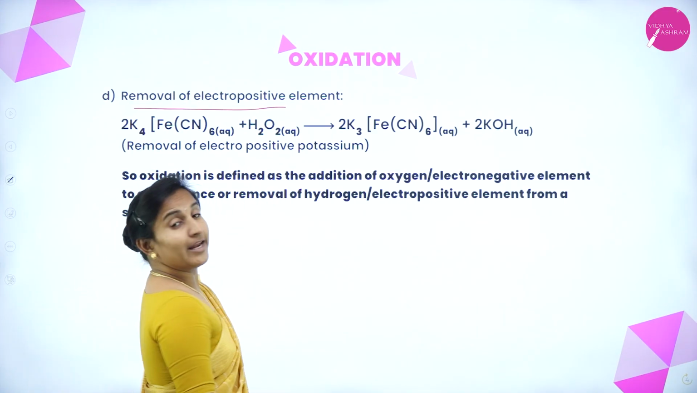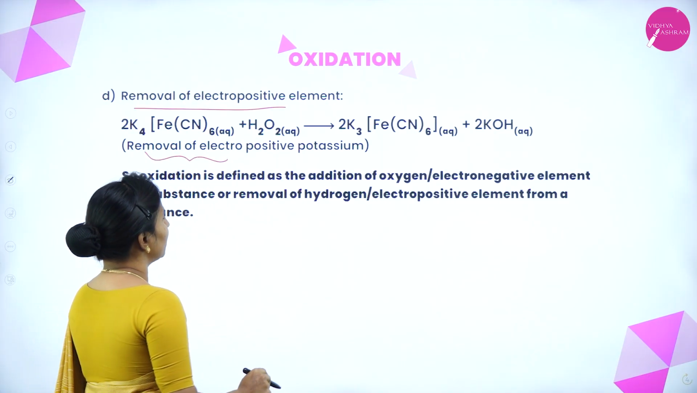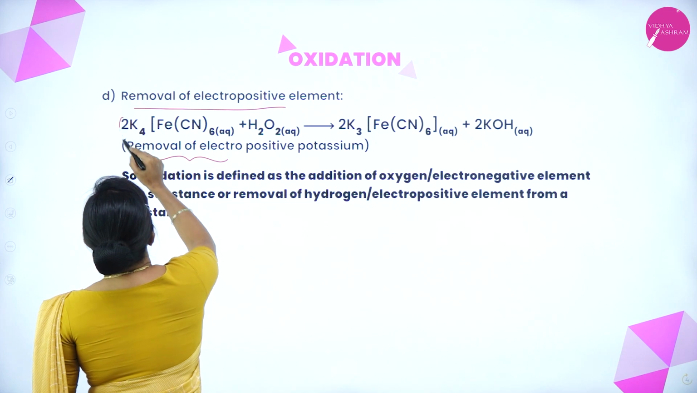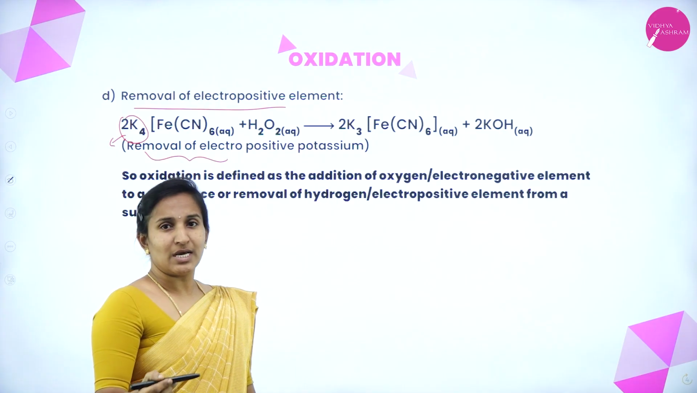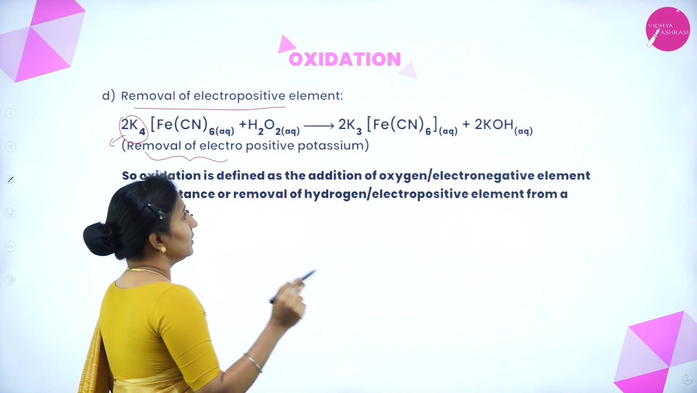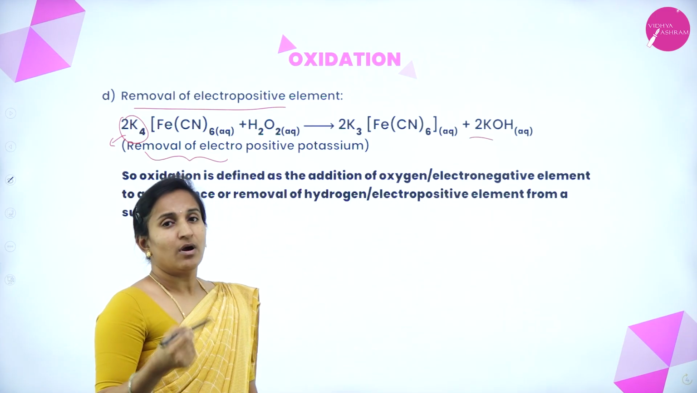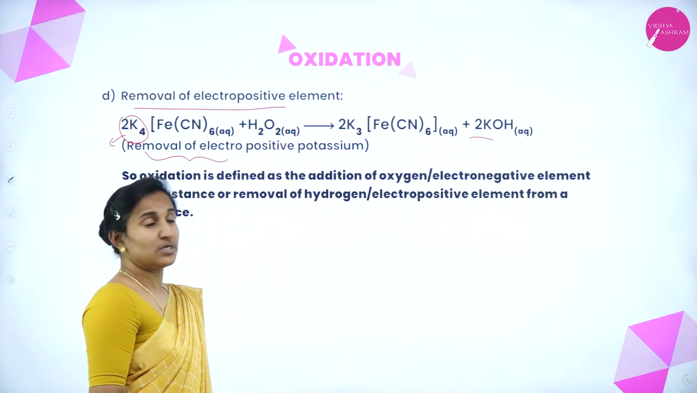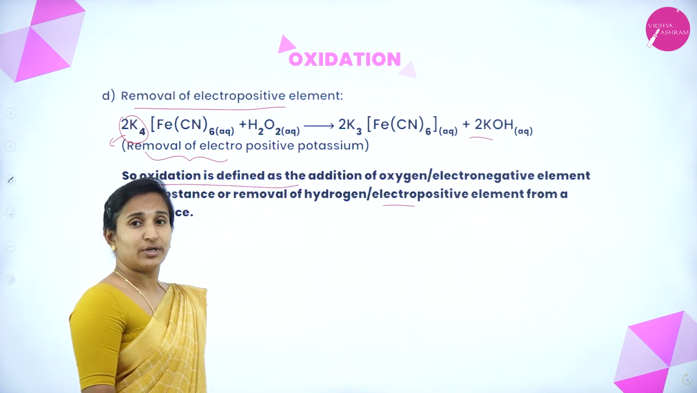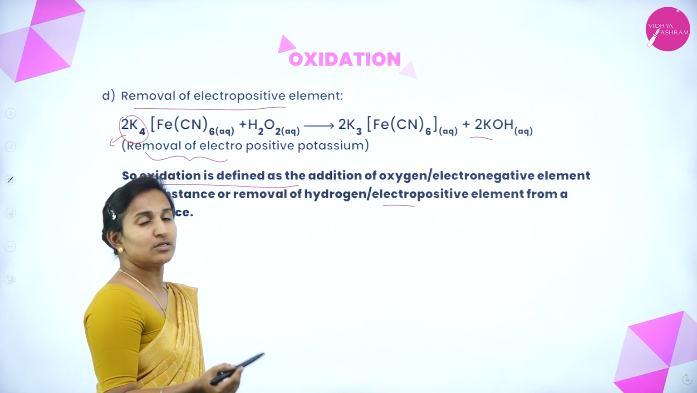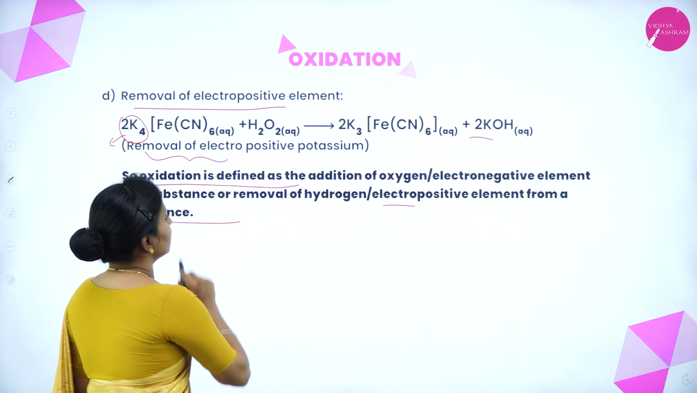Then removal of an electropositive element. In this example, removal of electropositive potassium. Potassium comes under S block elements. We call it more electropositive in nature. Here the removal of an electropositive element like potassium also comes under the oxidation process. So, oxidation is defined as addition of oxygen or an electronegative element, or the removal of hydrogen or an electropositive element from a substance. We call it the oxidation process.